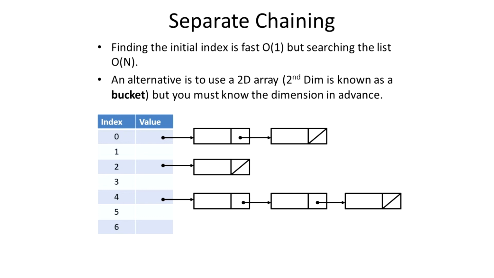Okay, so those were 3 separate solutions for open addressing. Now let's move on and have a look at separate chaining, which is an example of open hashing as opposed to closed hashing. In separate chaining, we create a linked list at the positions in the array where there are duplicate hash keys.